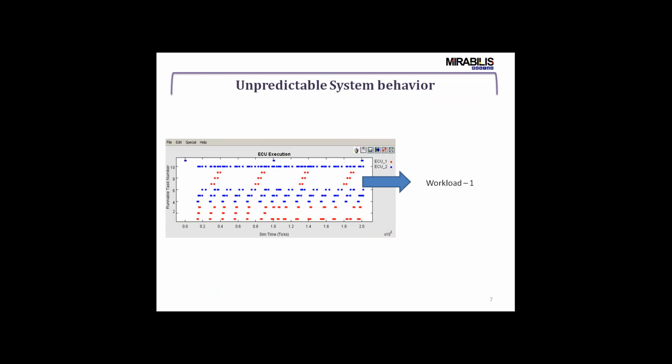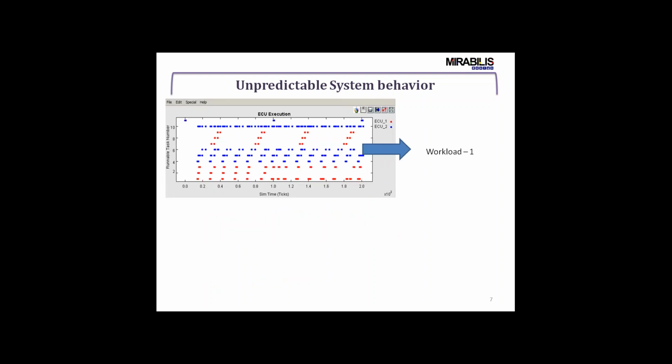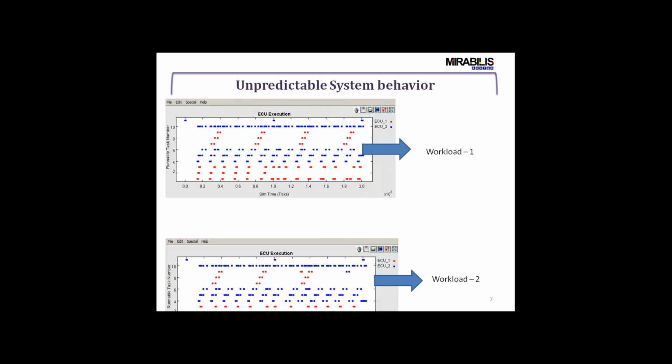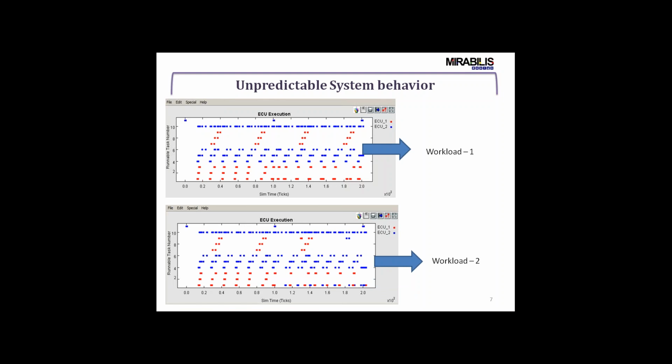So the graph that you're looking at right now is the execution activity of a processing unit. Here we have two processing units, and the red dots represent my ECU1, and the blue ones represent my ECU2. You can see that the activity is almost identical, and almost deterministic. Let us consider this as version 1 of your system architecture. And let us say you want to run two more applications or 10 more applications on the same platform, and you would still expect the hardware platform to behave in the same manner.